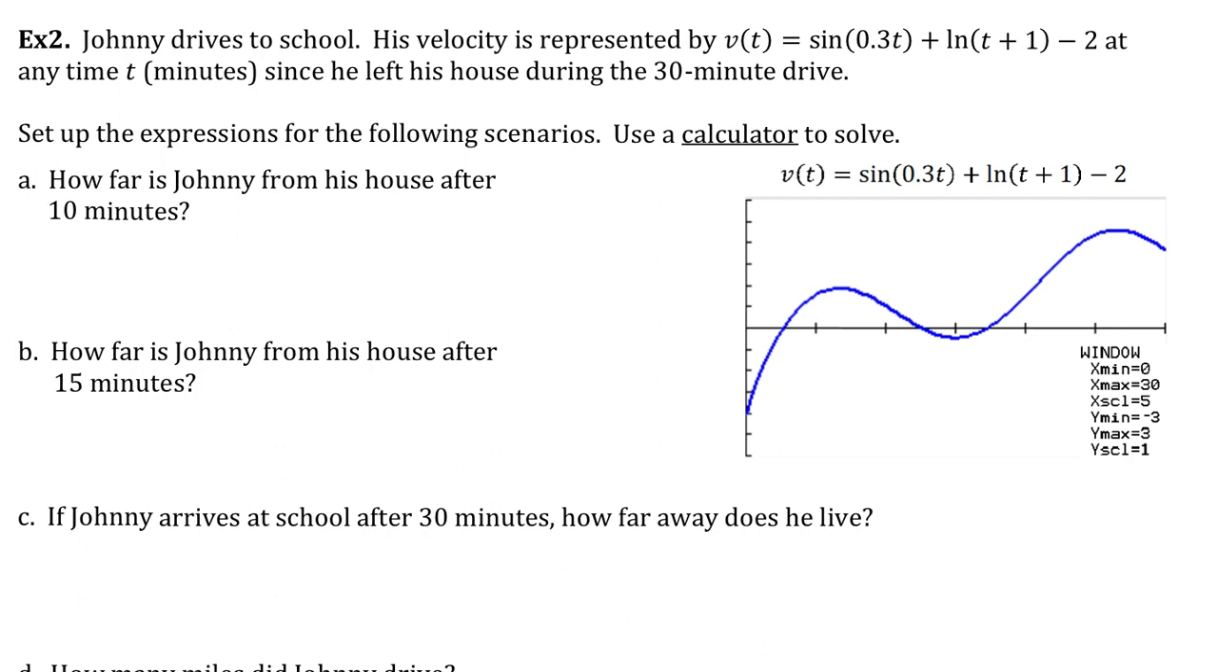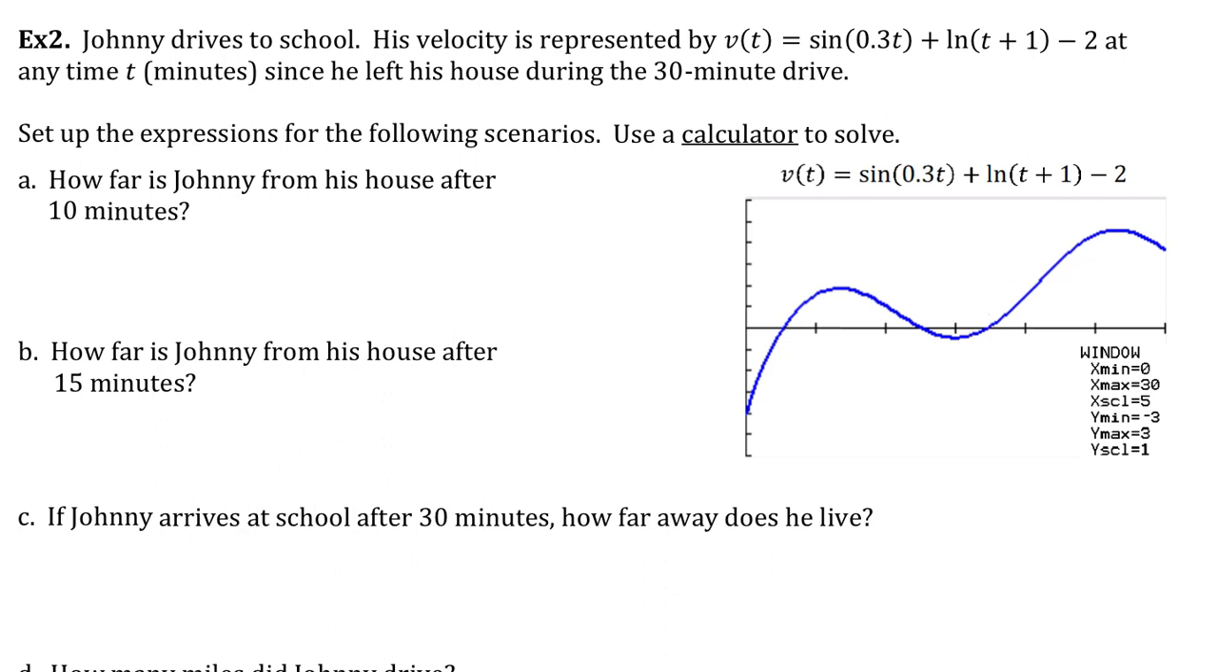Okay, this is Johnny's velocity. At the beginning his velocity is negative, so he's actually going away from school. I don't know where he went. Maybe he went to get some coffee, pick up a friend. Now his velocity is positive, so he's going towards school. He's looping. He went backwards again, and now he's going back towards school again.